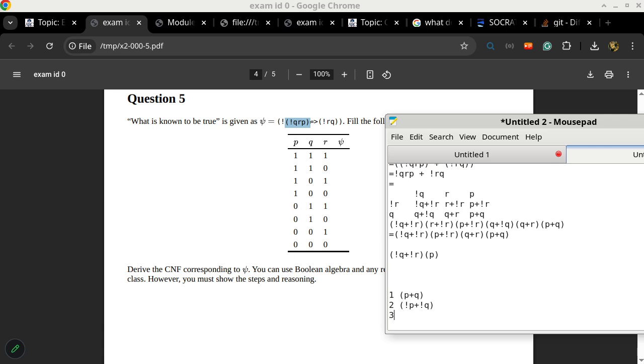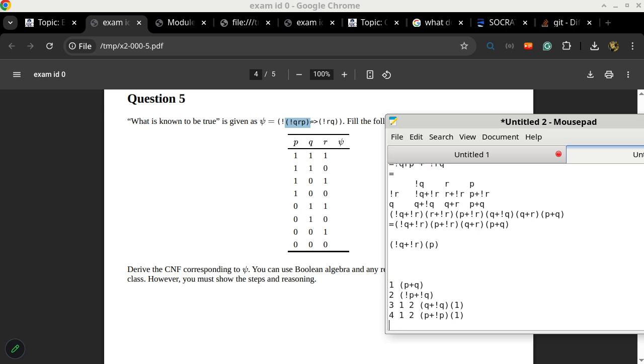So I can resolve this by using P. If I use P as the connection, then I can combine one and two, and it becomes Q or not Q, which is the same as true. If I use the other way to combine 1 and 2 using Q as the connector, then I end up with P or not P, which is also true. So that means I cannot resolve to false. I can resolve, but I cannot resolve to false. I can resolve to true, which is not what we're looking for.